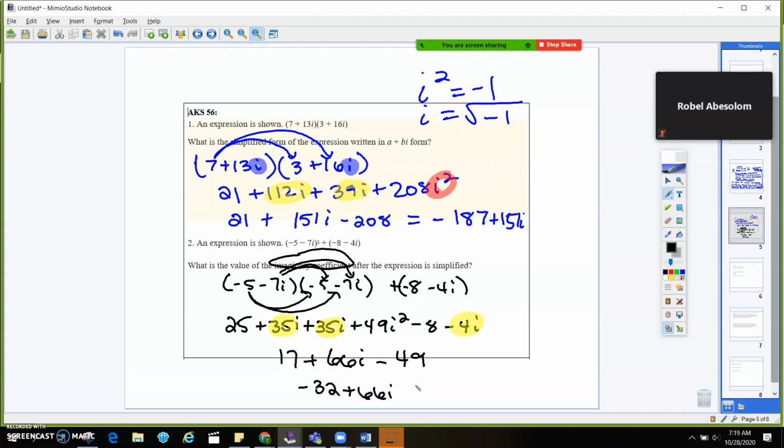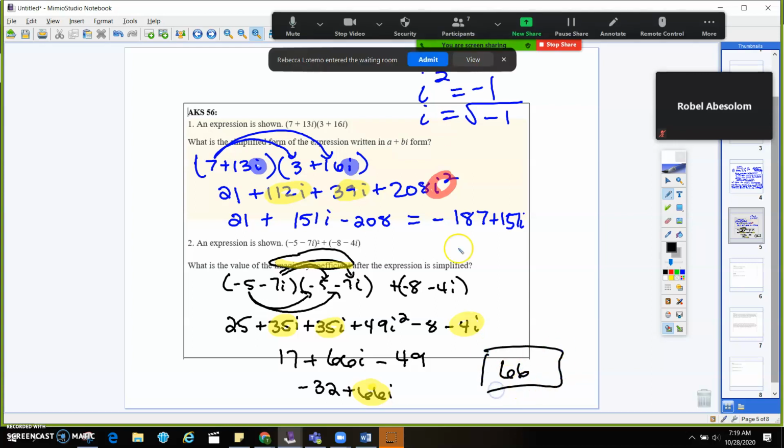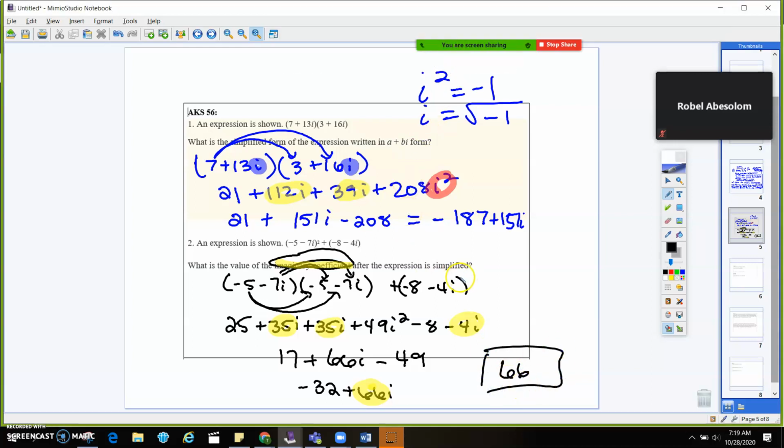Now, what did our question actually ask for? Remember, it asked for what is the imaginary coefficient. So we just got to list out this guy. So we're just going to say that the answer is 66. So it just wants the coefficient. That's just the number that's up front.